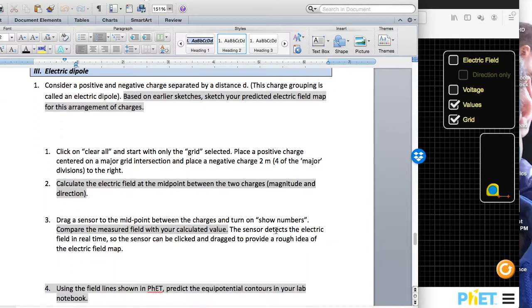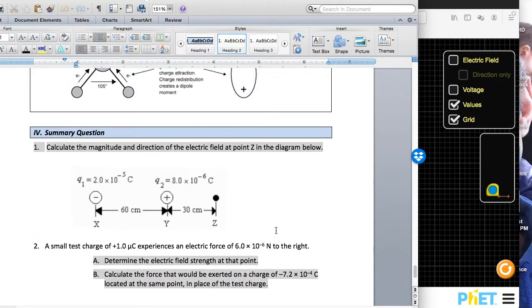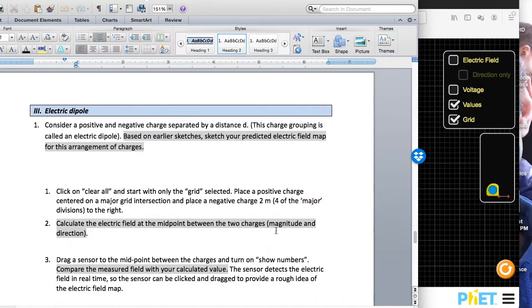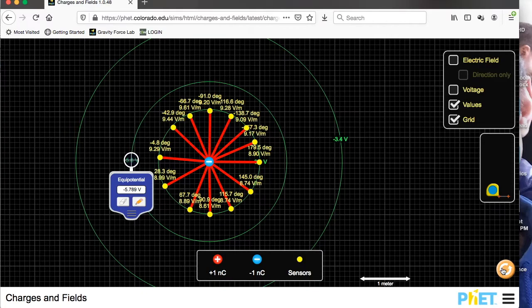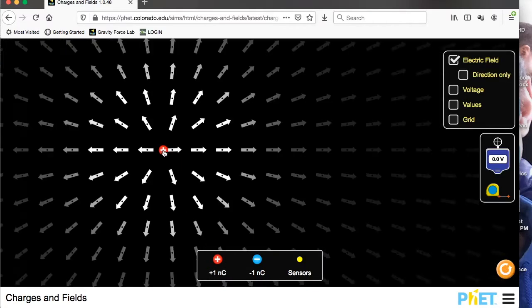All right, the last part, I think. Yeah, last part. This one's pretty short. Creating a dipole. Based on the earlier sketch with the predicted E-field map for a dipole. We made a dipole earlier, so you're just going to make one that's very similar. We got a positive and a negative.